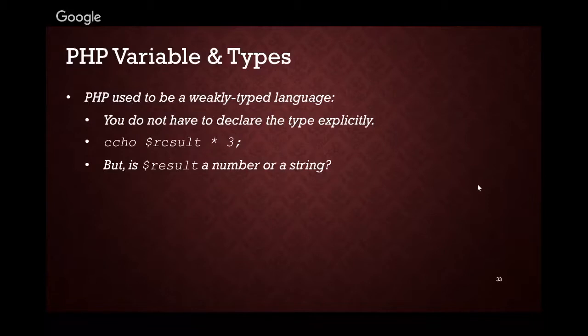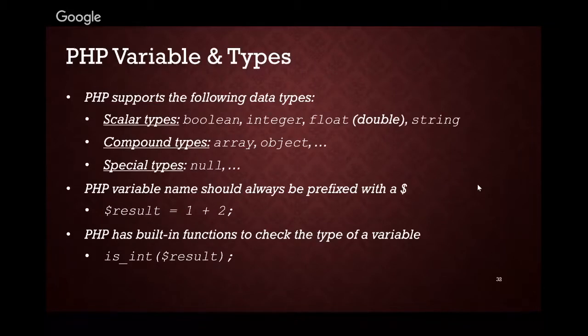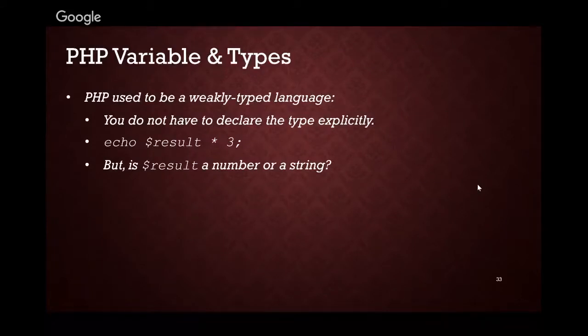Okay, so here comes the important part. PHP used to be a weak type language. So you do not really have to declare the type explicitly. For example, just now, result equals 1 plus 2. From your understanding, result is an integer, but in Java you would need to write int result equals 1 plus 2. So you do not declare the type here, and that's the reason why it's called weak type.